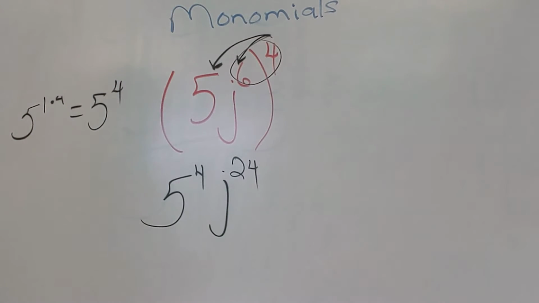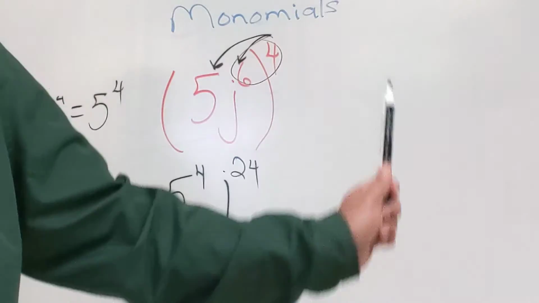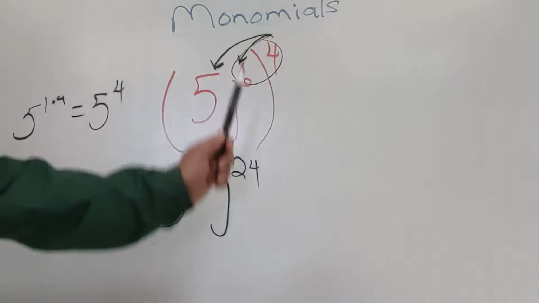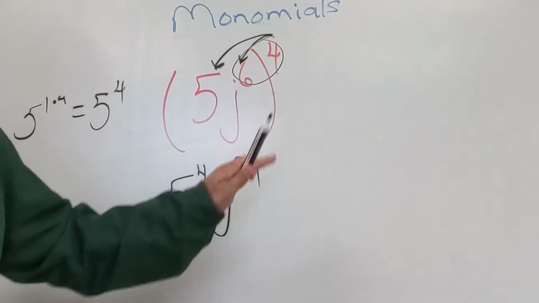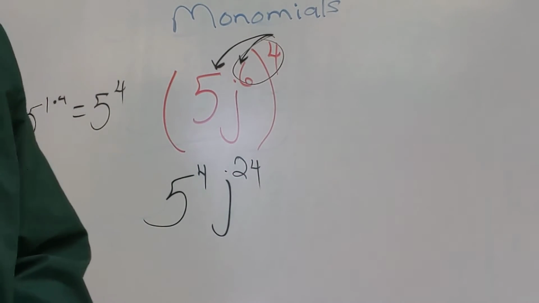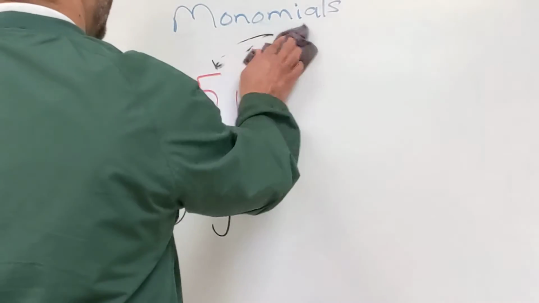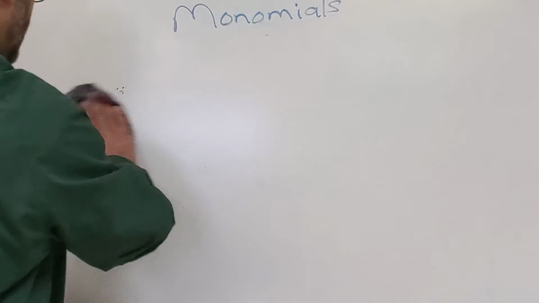So whenever I have a power to a power or a power of a product rule, I'm going to keep the base and I'm going to multiply my exponents. All right, so let's do another example to illustrate this.